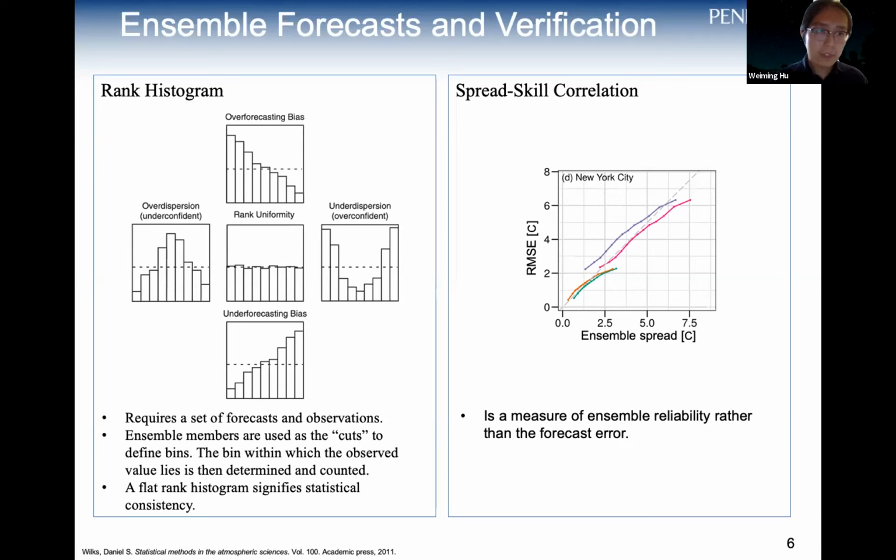So the steps to generate rank histograms are, first, each of the members from the ensemble is sorted from lowest to highest, and those members are used as the cuts to define bins.